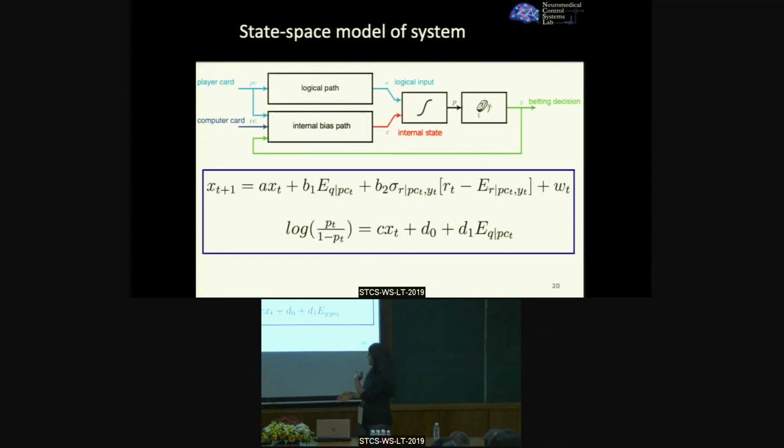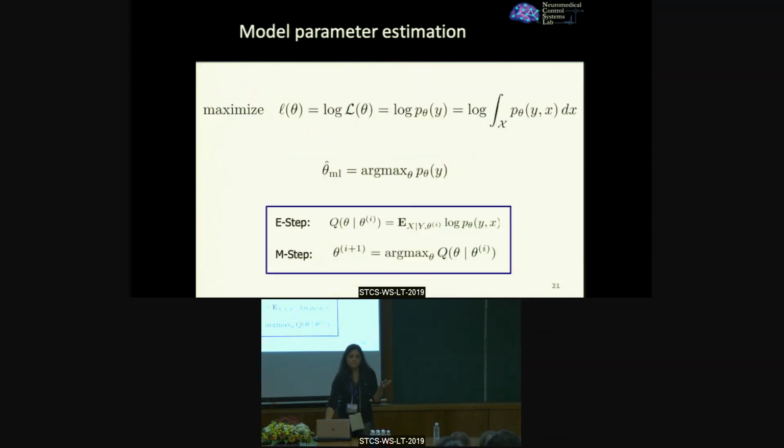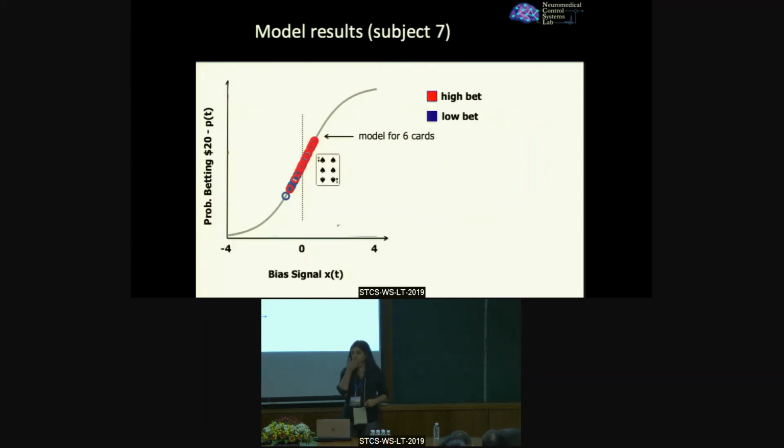Okay, so here's my state space model. We estimate that, sorry, I need to push on this, through standard maximum likelihood estimation procedures. Since I don't have the states, I need to do an iterative EM algorithm. I'm going to skip that. Here are some of the results, okay?